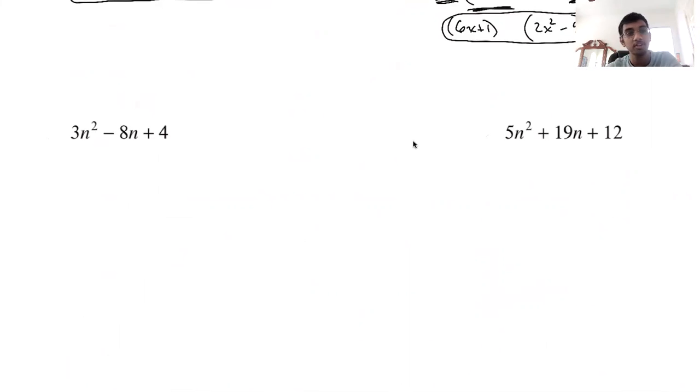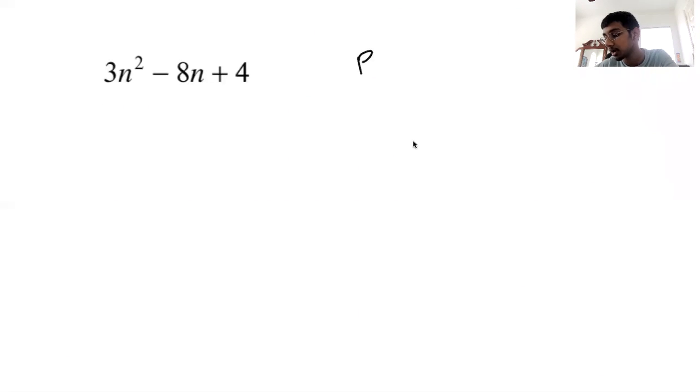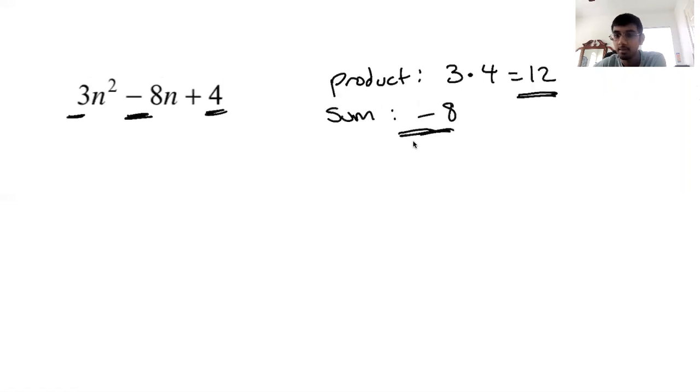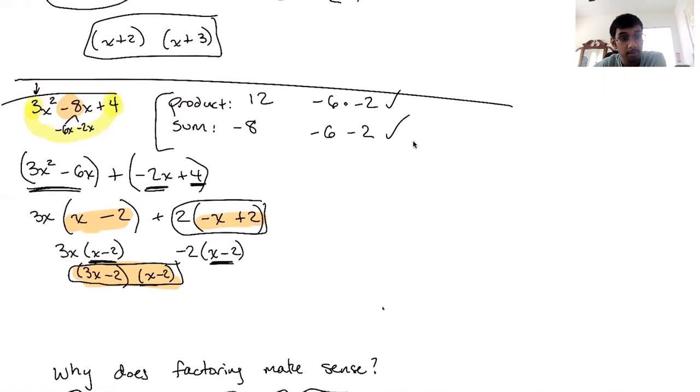So we're going to start here. 3n squared minus 8n plus 4. So our product would have to be of what? A times c, so we have 3 and we have 4. So it becomes 3 times 4, which is equal to 12. And then we have a sum, which would be of b, which is negative 8. Good. So what two things multiply to 12 and add to negative 8? How about negative 6 and negative 2? Because negative 6 and negative 2 would multiply to positive 12, and add to negative 8, right? It works out.